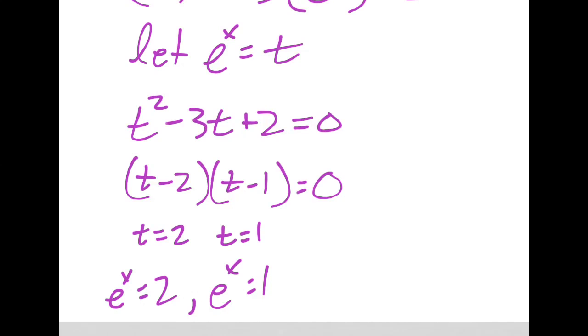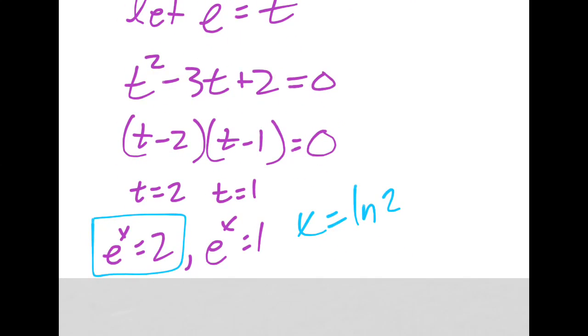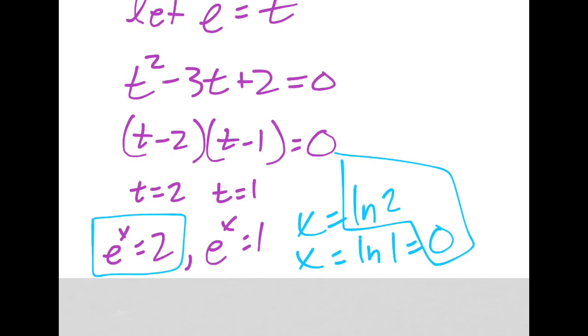So how do we solve this? Well, we're going to solve it by rewriting these as logs. So for the first one, we're going to get x equals the natural log of 2. And that's going to be our answer for that. And then for the second one, we're going to get x equals the natural log of 1, which is 0. So our two solutions to this are the natural log of 2 and 0.